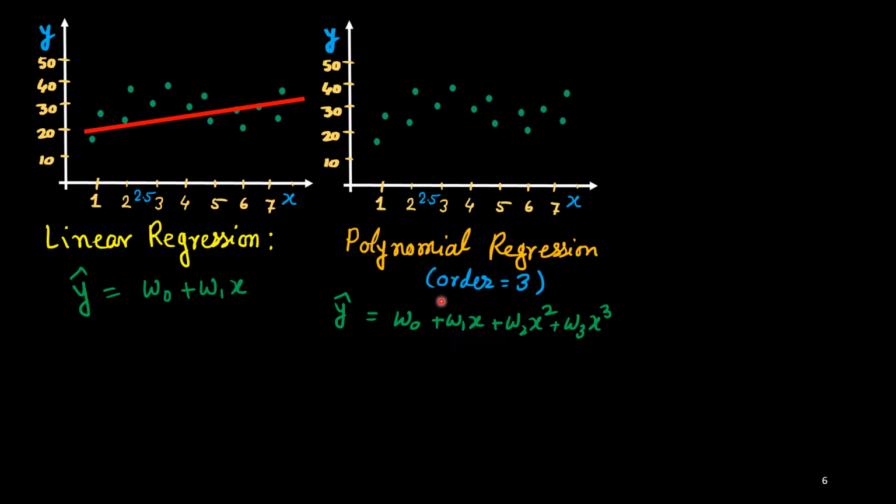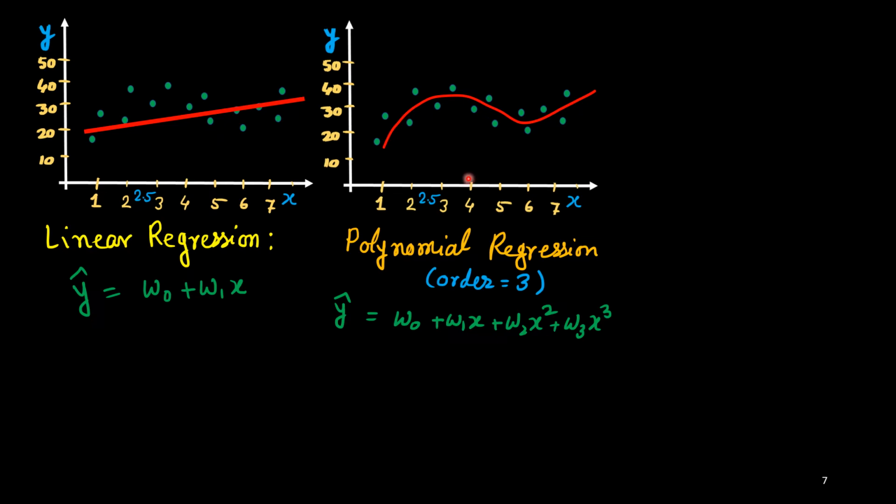Now if we go for order 3, then y hat could be considered as w0 plus w1x plus w2x squared plus w3x cubed, this polynomial. Here we'll try to find these coefficients w0, w1, w2 and w3 so that this curve will fit in an optimal sense. It may look like this, and you'll see it can capture this nonlinearity a little bit, though it cannot pass through all the points. That means some error is still there.